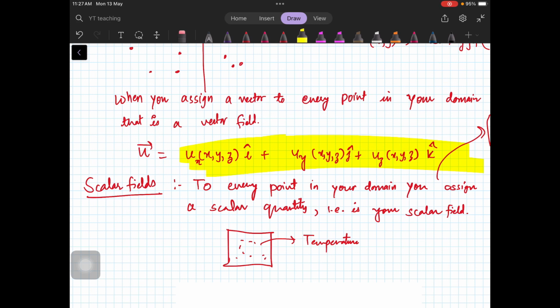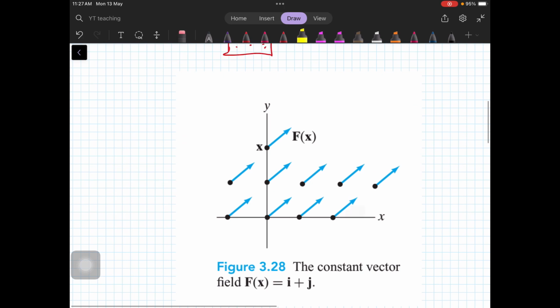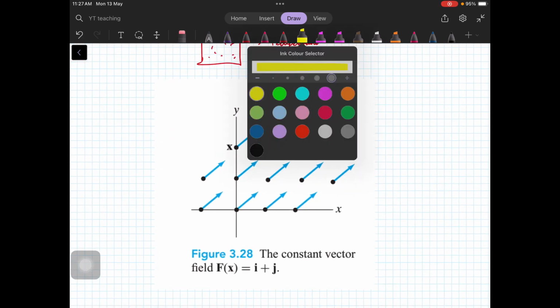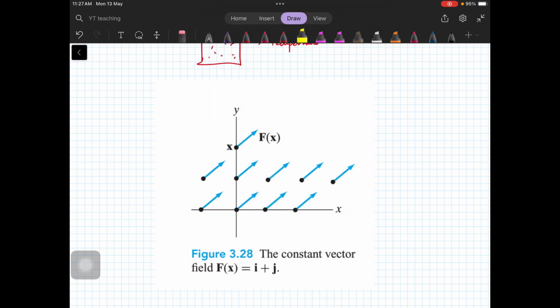In this video I would like to give you some examples of vector fields, so that you have an idea. Look at this example of a vector field. Here I have this vector field i cap plus j cap.